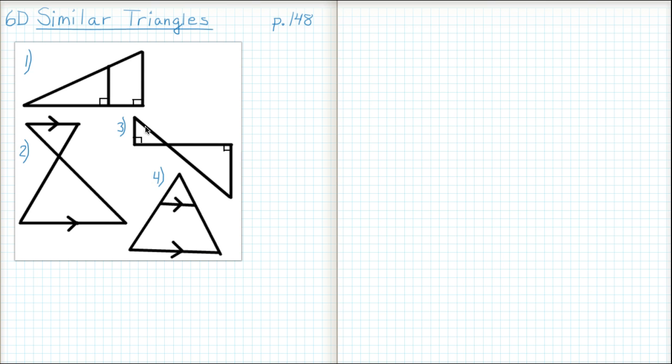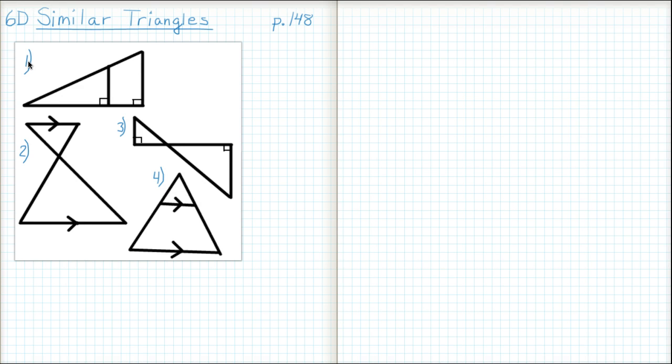So for example, in this number 3 here, this smaller triangle is similar to the big triangle if this angle is the same as that one, and this angle is the same as that one, and this angle is the same as that one. The first thing you're going to have to do in Chapter 6D is to prove that triangles are similar, to show that they're similar. And you do that by showing that all the angles are similar.